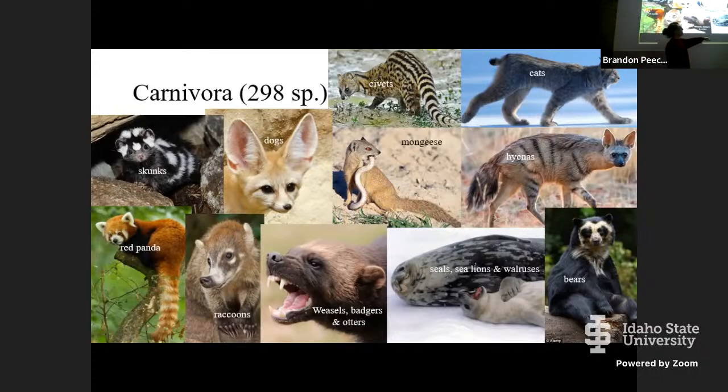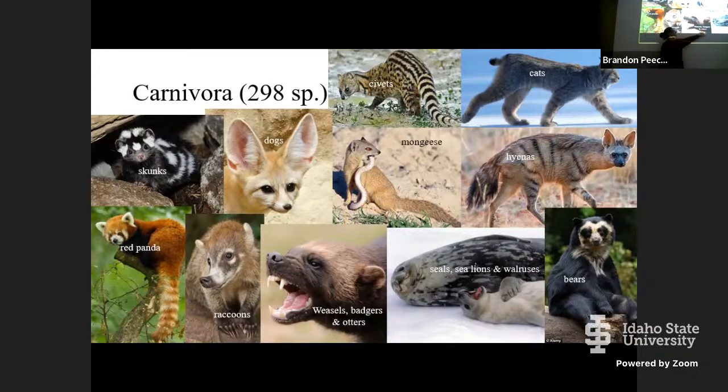Seals, sea lions, and walruses used to be their own order because obviously they're so different. They're adapted to the oceans, but they fit deep within. Guess who's their sister? Bears. Pretty fun. This is one of the biggest groups in this clade.